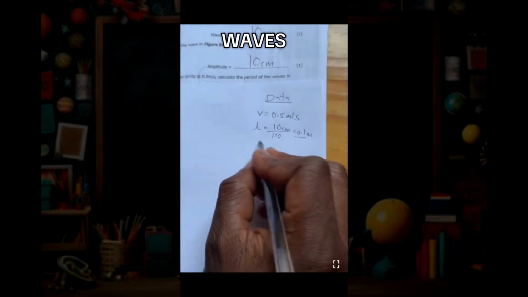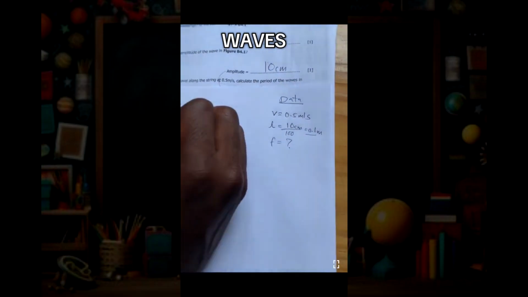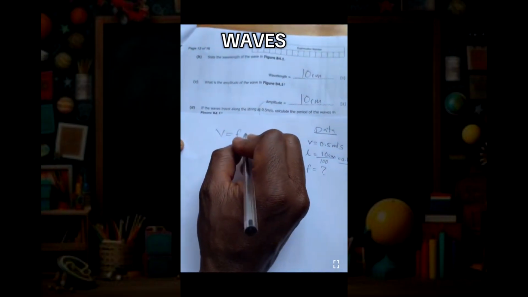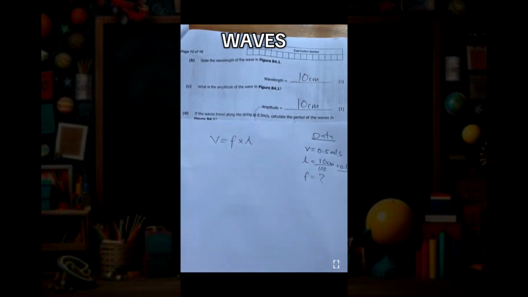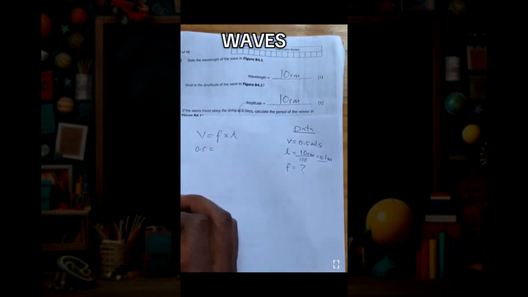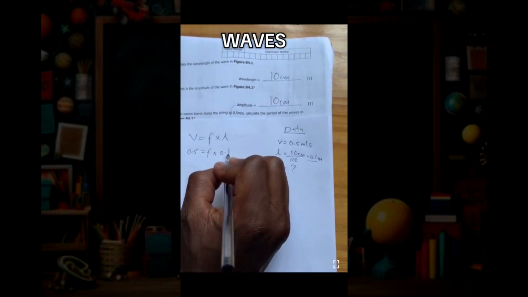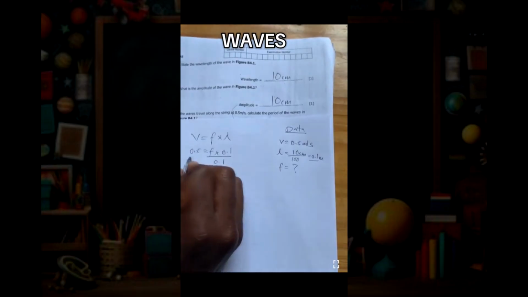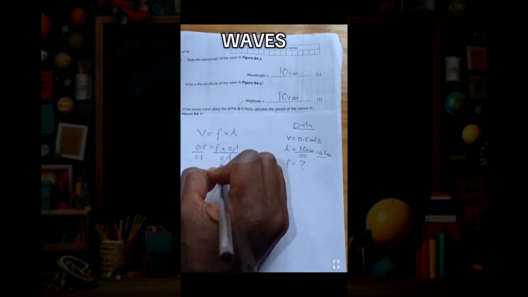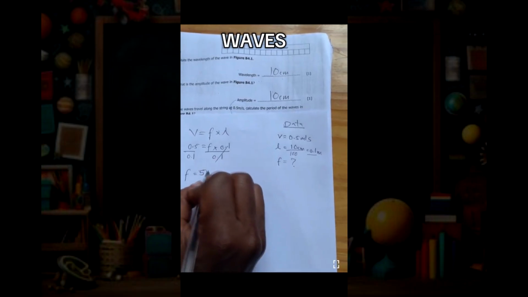All right, do we have the frequency? We don't have. So we say speed is equal to frequency times wavelength. What is the speed? We say 0.5. What is the frequency? It is the one we want to find. Wavelength we found 0.1. So you say 0.5 over 0.1. Therefore, frequency is equal to 5 Hz.